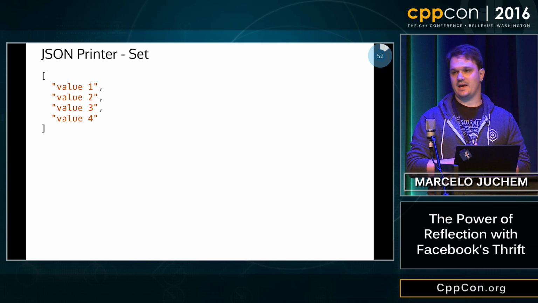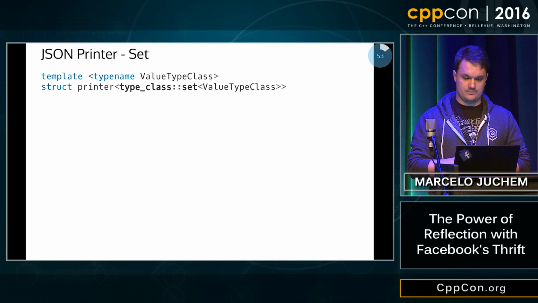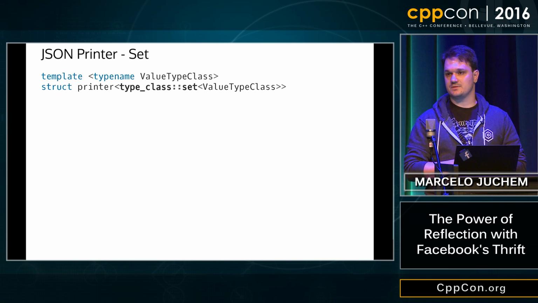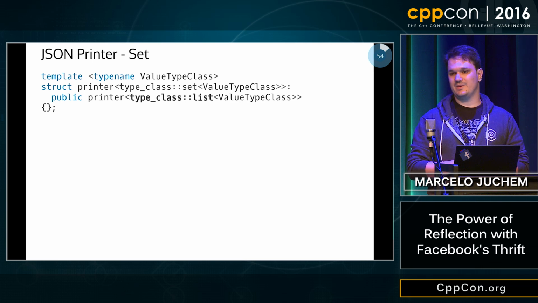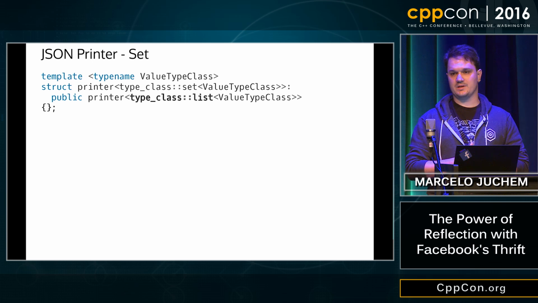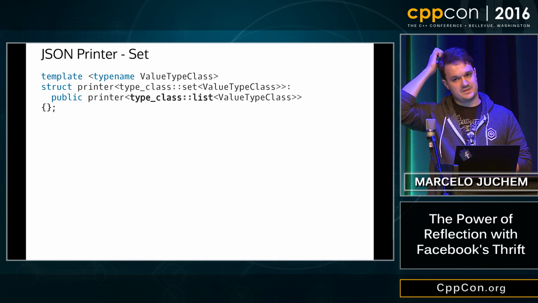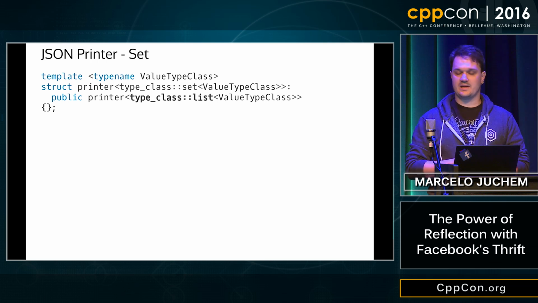So the next thing is sets. Like, how do we print sets? The format I chose is basically the same as lists. So let's see how we do that. It's pretty much the same thing. You specialize for sets. You have a type class of the contained element. And then you can simply delegate to the list. I mean, it's pretty much the same thing. So why re-implement that, right? It will make a difference later because the interface of a list and a set is not the same. A vector, for instance, has emplace back. A set has emplace. So we will specialize properly later, but for now, this should be fine.